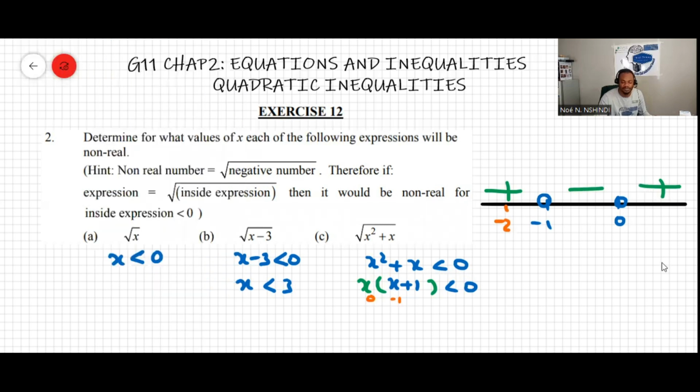Then it's going to be less than 0 if x is in between -1 and 0. So over here I will say the expression in C will be non-real if x is between -1 and 0. So it's going to be non-real here if x is less than 0, here if x is less than 3, over here if x is in between -1 and 0.